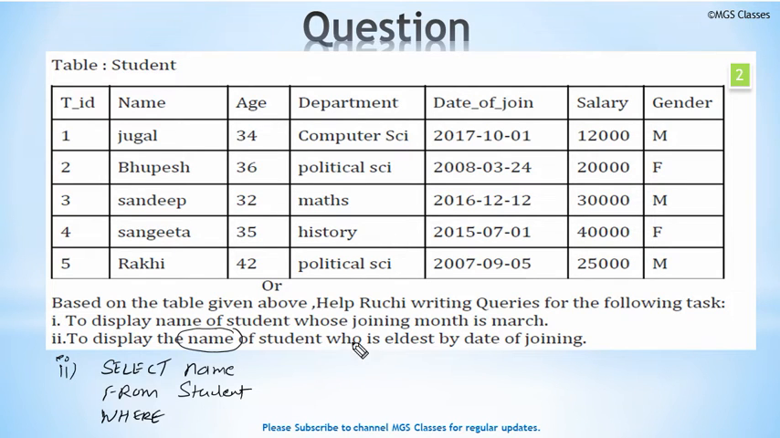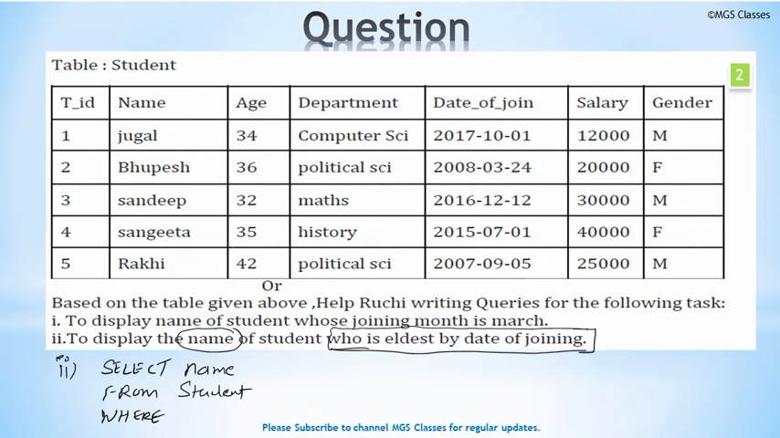Then in the where condition you need to understand what is asked. So who is eldest by date of joining? You need to display the name of the student who is eldest by the date of joining. In case of eldest, which function may we use? The maximum function we may use to display the latest date, but in case of eldest we will use the min function.